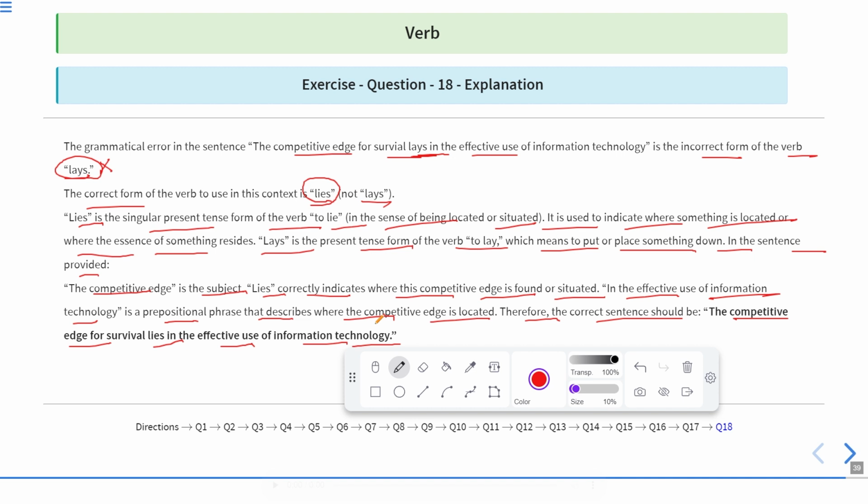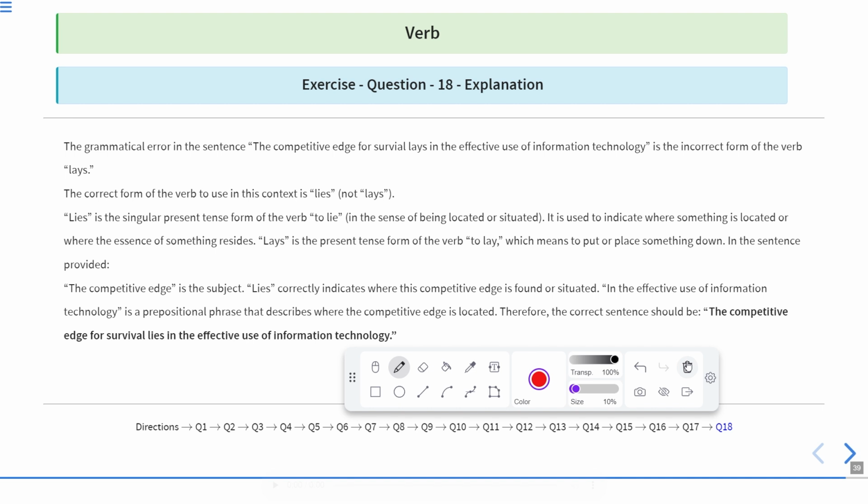I hope you have got this. So this is the entire explanation of the question, and this was the last question of today's session. I hope all these questions were very interesting and you really found them beneficial. And these questions will definitely help you in learning the concepts of the chapter.